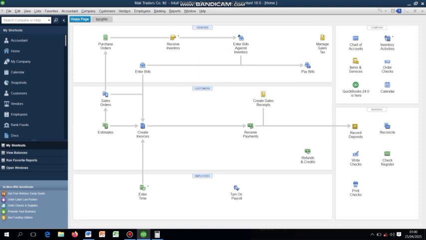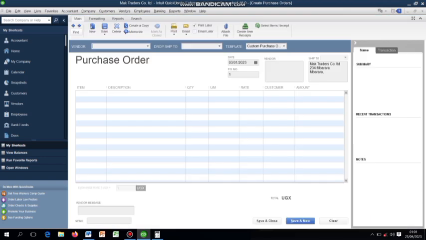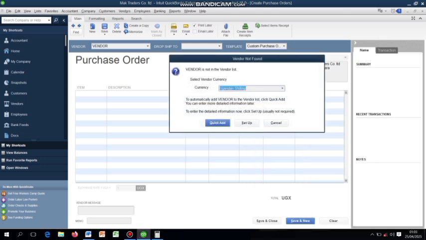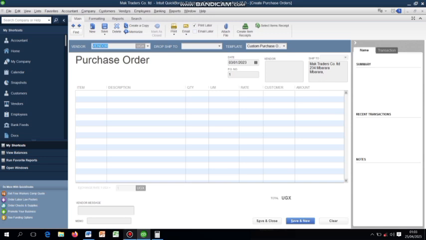So I'll go to the next transaction, which was on 6th. Sorry, the other transaction was on 4th, but this one is on 6th. He bought, so that's a purchase. I'll make a purchase order. There is no vendor, so I'll add a vendor. I'll do a quick add.